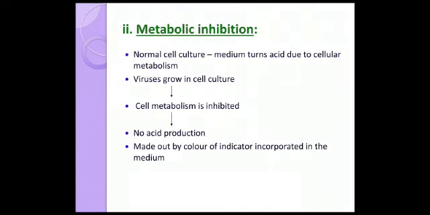Now coming to metabolic inhibition, normal cell culture medium turns acid due to the cellular metabolism. So when a sample containing a virus is introduced into the cell line culture, if the virus is growing, the cell metabolism gets inhibited, so no acid is produced. This can be made out by a change of the indicator which you have incorporated into the medium.